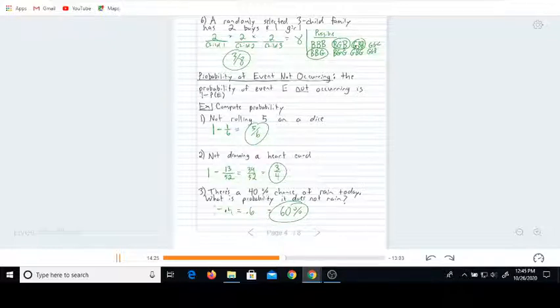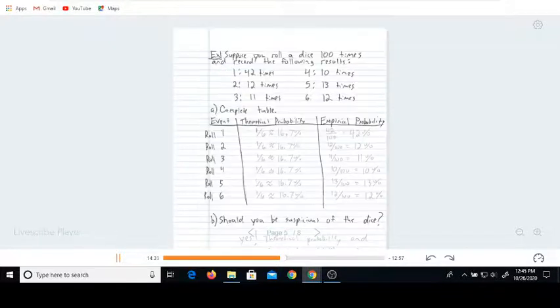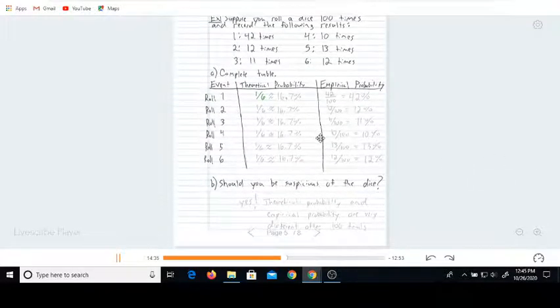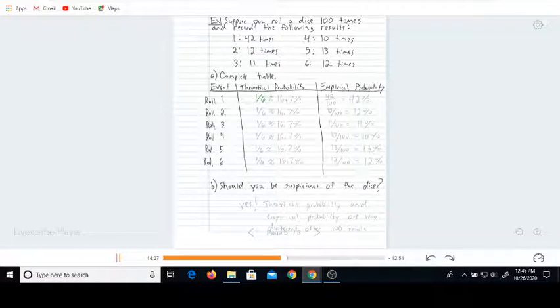So, let's go ahead and do a comparison between theoretical probabilities and empirical probabilities. So here, suppose you roll a dice 100 times and record the following results. So you roll the dice 100 times, you notice it lands on 1 42 times, it lands on 2 12 times, 3 11 times, 4 10 times, so on and so forth. Complete the table below.